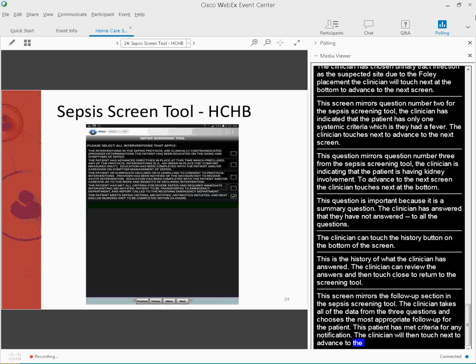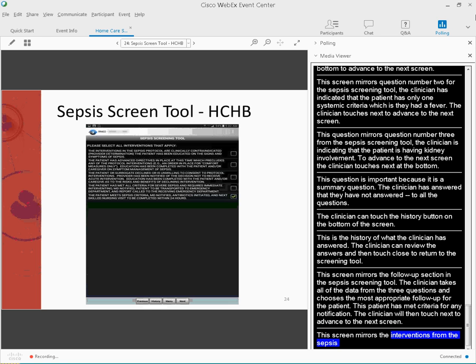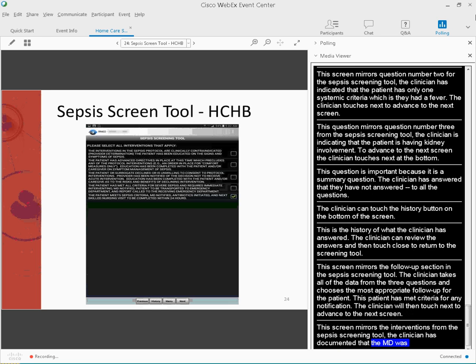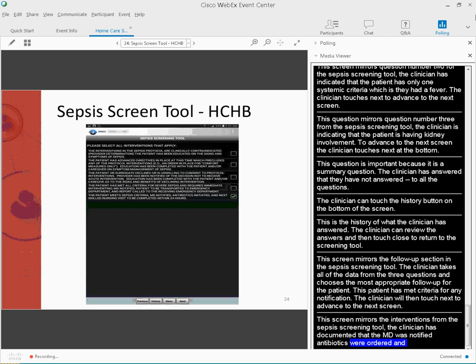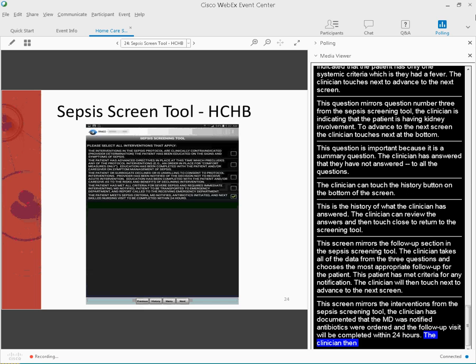This screen mirrors the interventions from the sepsis screen tool. The clinician has documented that the MD was notified, an antibiotic was ordered, and a follow-up visit will be completed within 24 hours. The clinician then advances to the next screen by touching the next button on the bottom.